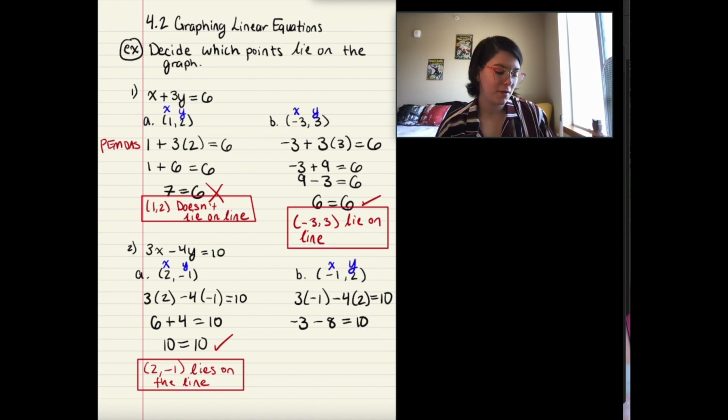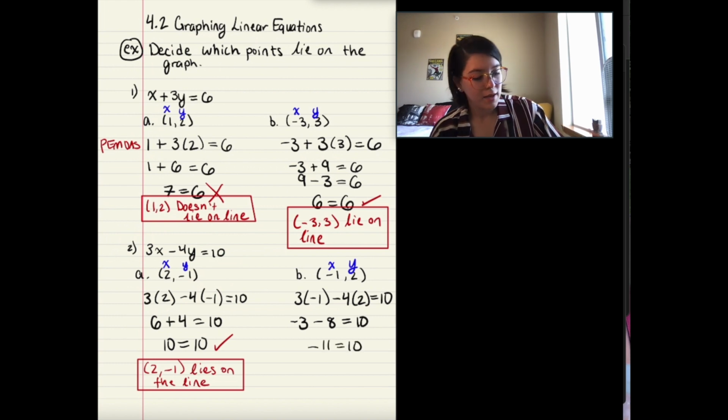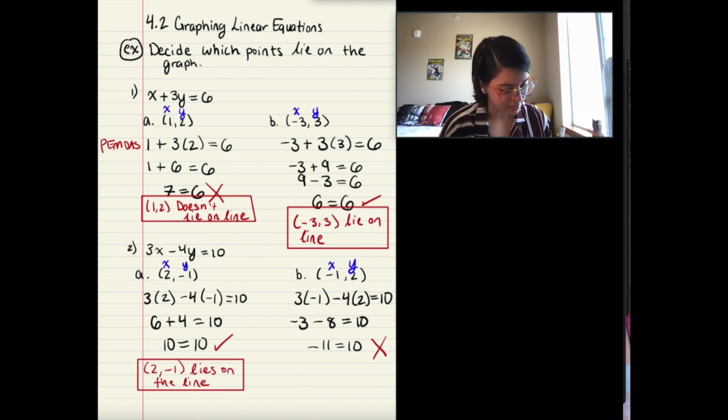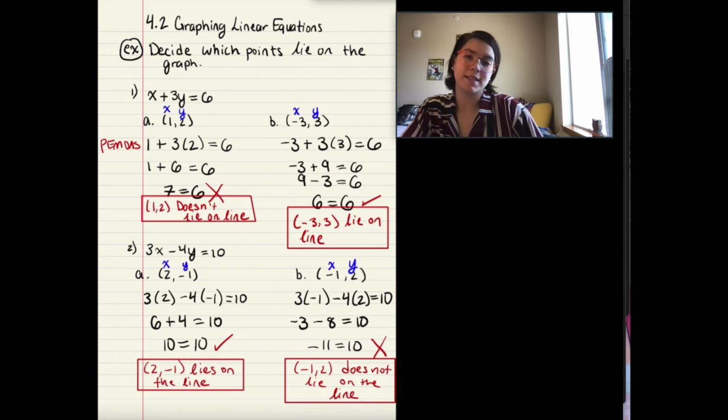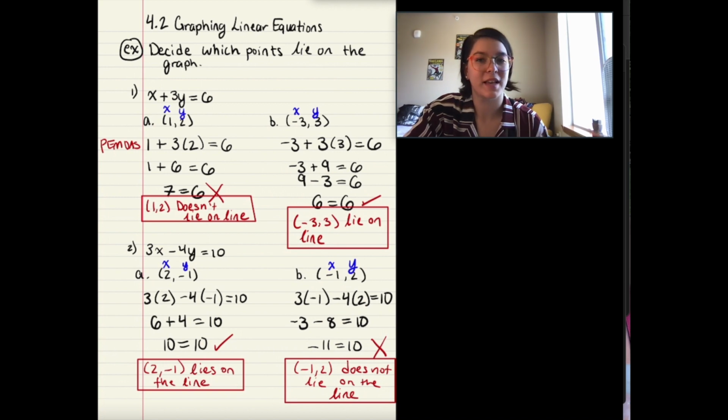So we have negative 3 minus 8, which is negative 11. And negative 11 is not equal to 10. So that tells us that the point negative 1, 2 does not lie on the line. So that's how you determine if a point lies on a line. You just have to plug in our coordinates and check if the statement is actually true.